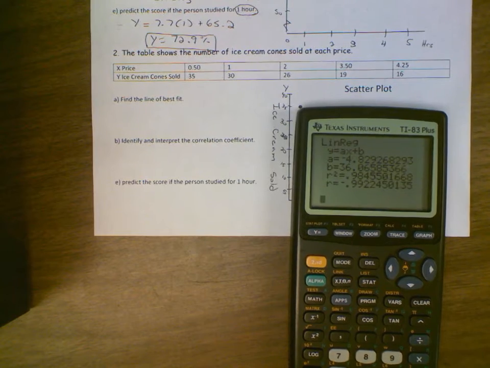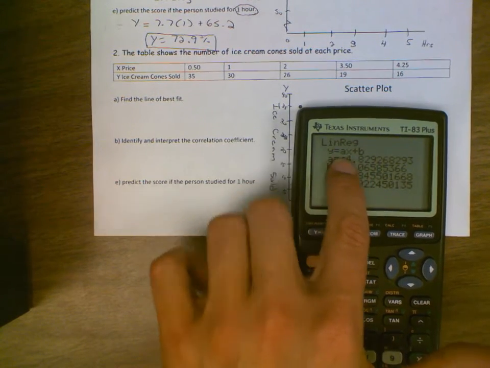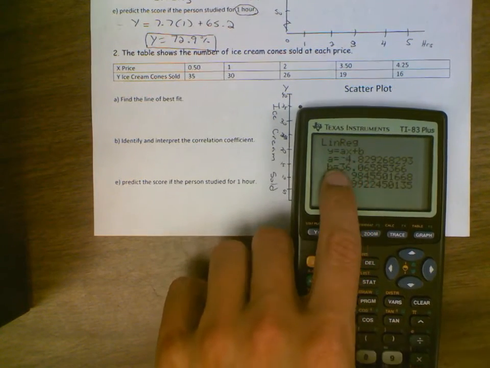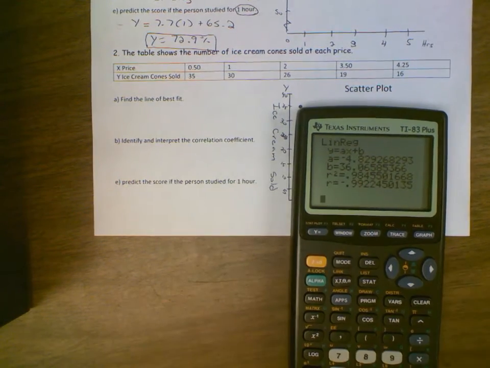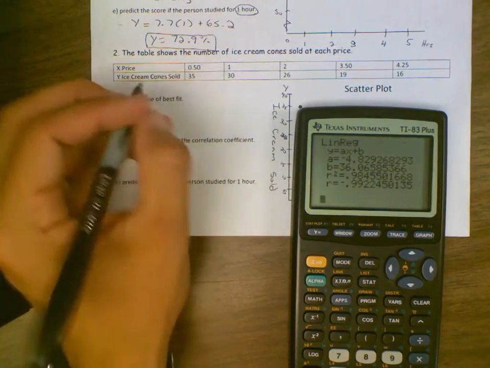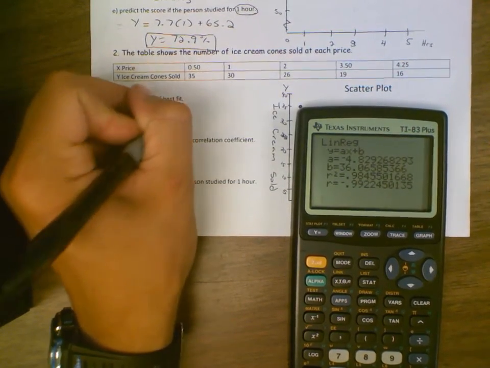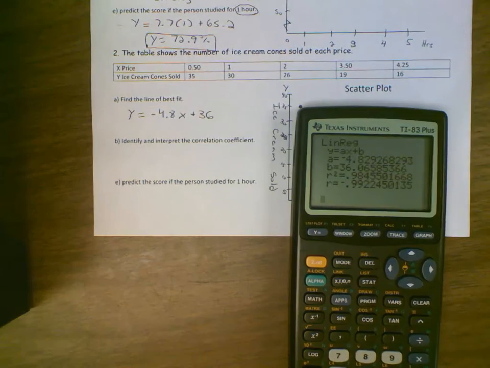Remember, this is y equals mx plus b. For some reason, the calculator just puts an a instead of an m, but it's still your slope. And then it tells us what our slope is and what our y-intercept is, and we just need to plug those numbers in. So we get the equation y equals negative 4.8x plus 36. Okay, so that's our line of best fit, our equation for our line of best fit.